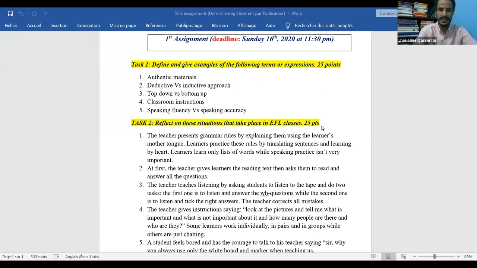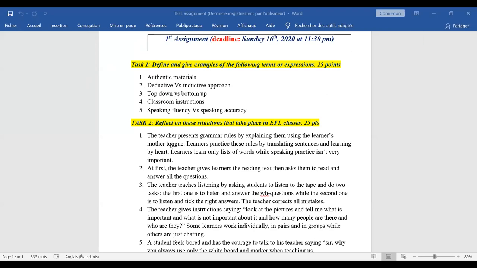Okay, I said this is the assignment and you have to work in groups. So the assignment is based on writing paragraphs. Task number one, you should write a short paragraph about these terms, like authentic materials, a short paragraph with examples, inductive versus deductive, paragraph examples, top down versus bottom up.